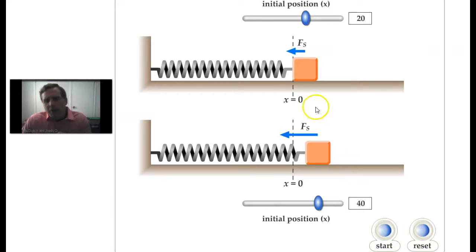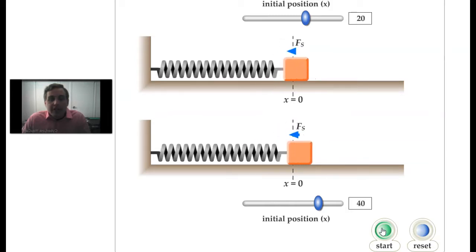Now you may say, wait a minute, that doesn't seem right. Well, indeed, the second mass will move further. But even though it moves further, it has a greater force. So, greater displacement, greater force, same time for the oscillation. Let's watch this.